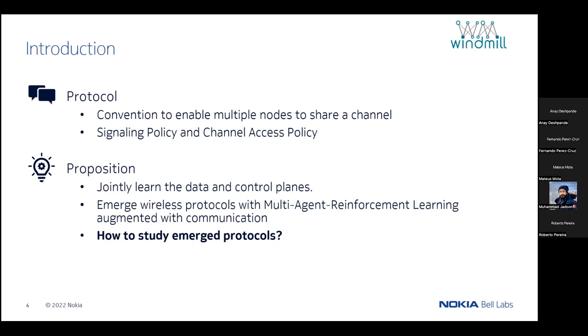The proposition is to emerge our wireless protocols by using multi-agent reinforcement learning augmented with communication. I have done this before, and my work was mainly on producing new protocols on certain scenarios, so it was mainly producing solutions. But this work is an extension on how to study emerging protocols. How do you exactly study this and lay the foundations of protocol emergence and protocol learning?